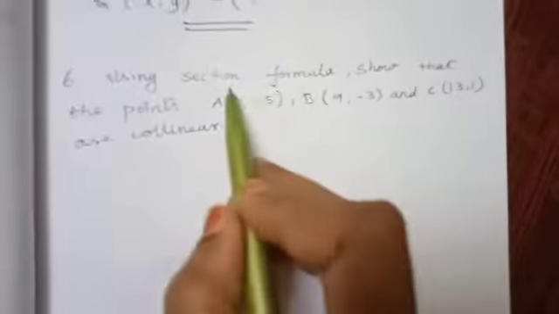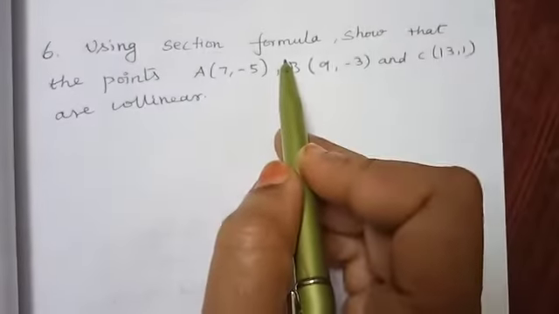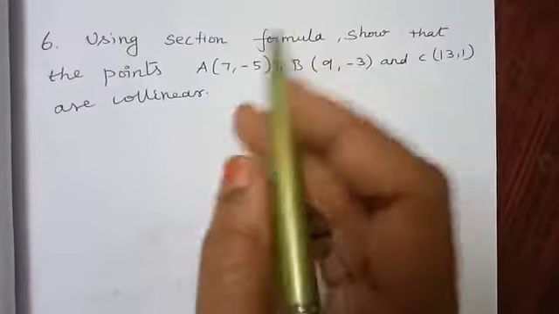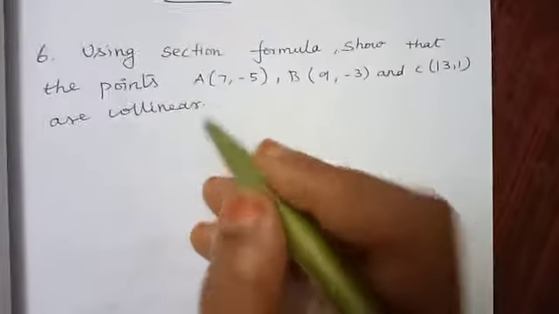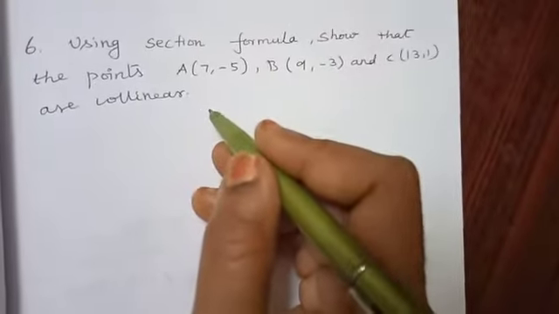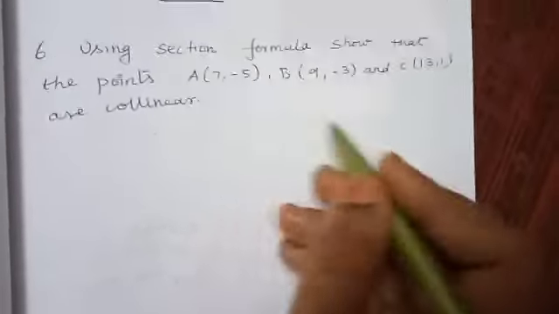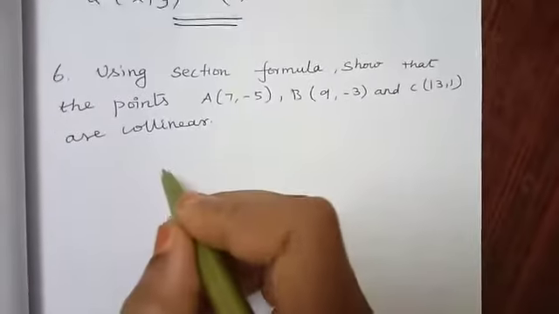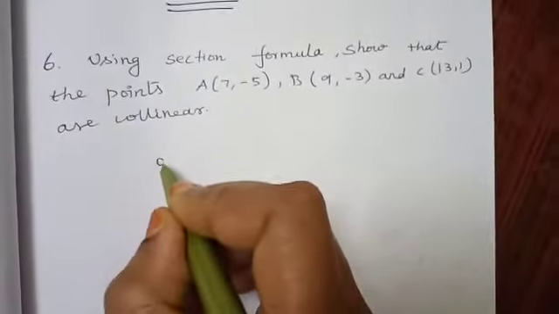Section formula. Section formula means not only (mx2 + nx1) divided by (m + n). Midpoint formula is also a section formula. Distance formula is also a section formula. Okay children. So now we find the distance between these 2 points. So what is the distance formula?